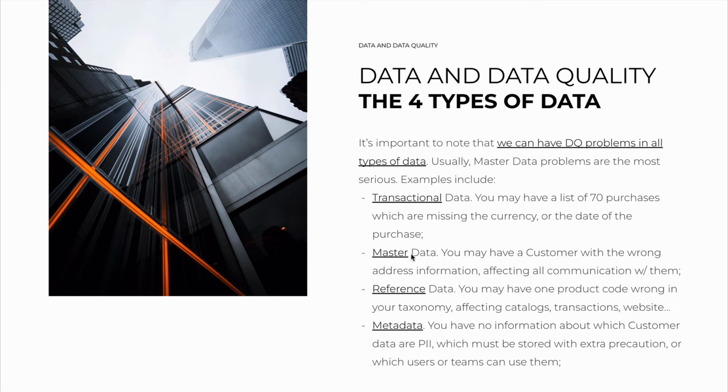Then, master data. That is, you may have a customer with the wrong address information, which affects all communication with them, mail, shipping address, and possibly other issues. Then, reference data. While master data problems are the most serious, reference data problems are usually the most widespread. So you may have only one product code wrong in your taxonomy, but that will affect product catalogs, transactions referencing the product, your website store interface, and so on. And then metadata.